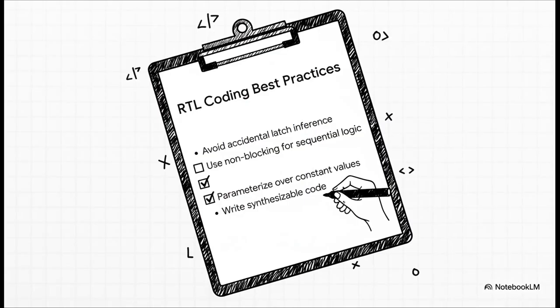You have to understand, these aren't just style suggestions. These are non-negotiable rules of the road. For example, avoiding accidental latch inference is about making sure the tools don't create these weird unintended memory elements that can totally break your design. Following these practices is what ensures your code can actually be turned into a functional, predictable, physical circuit.